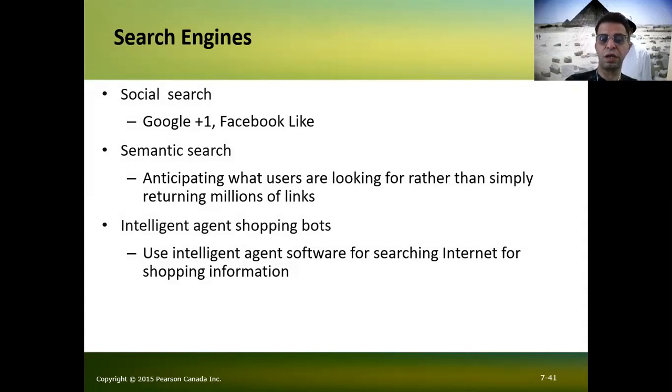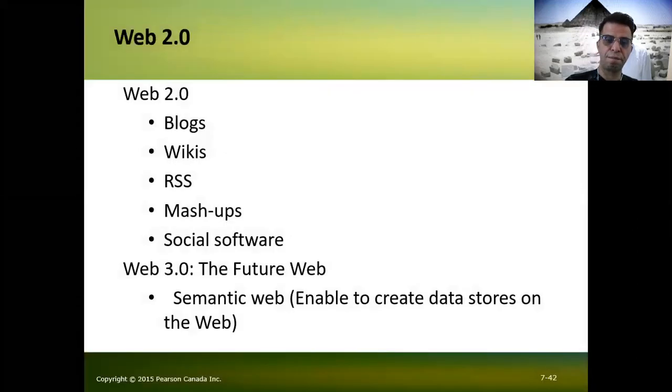And then you have what you call the intelligent agent. Shopping bots use intelligent agent software for searching the internet for shopping information. The other things that you use on the web are blogs, wikis, RSS, and mashups. Mashups are about, for example, using Google Maps with local businesses. And then you have social networking or social software. In the coming future, or currently for some, they are using the semantic web, which enables, as I said, creating data stores on the web. It saves you from going to your database and taking the data that you're looking for.